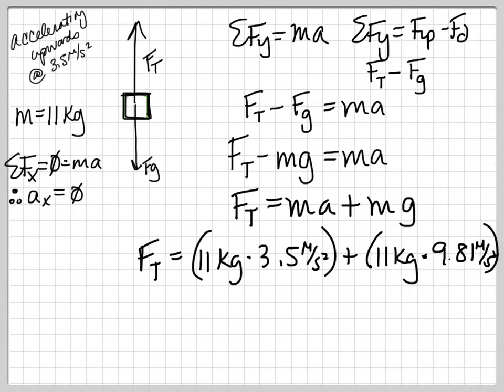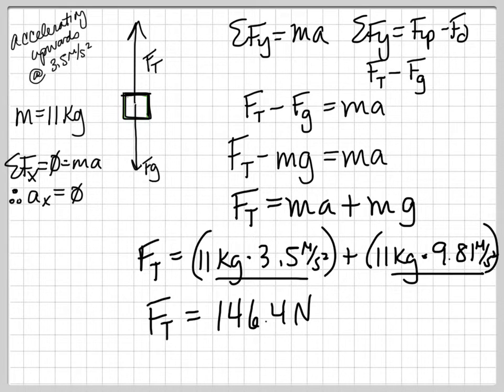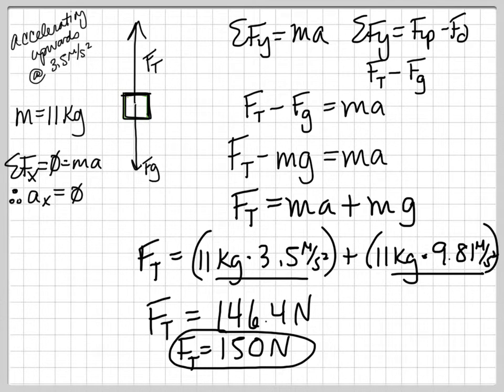All right, so we've got this. We've got our numbers plugged in for ma, and our numbers plugged in for mg. That results in 146.41. We only have 2 sig figs, so we'll call this 150 newtons is the force of tension in this cable. Now, is there any way that we could clean up or simplify this step? You could take 11 out front. We could factor out the mass.